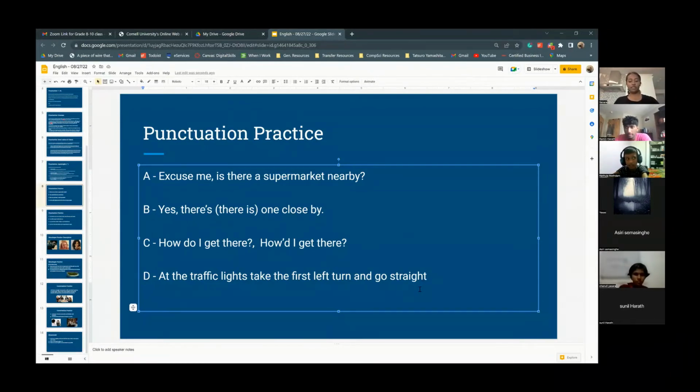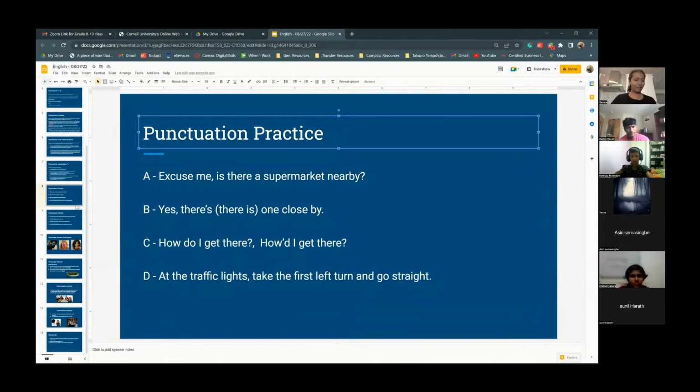There is a full stop. Full stop. And then there's another comma in this sentence. Can someone tell me where? After the traffic lights. A comma. Traffic lights. At the traffic lights, comma, take the first left turn and go straight. Perfect. Okay.